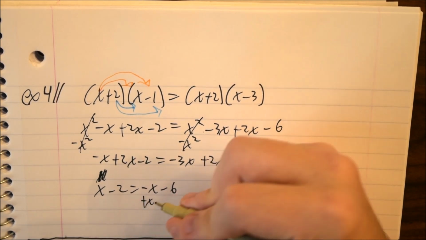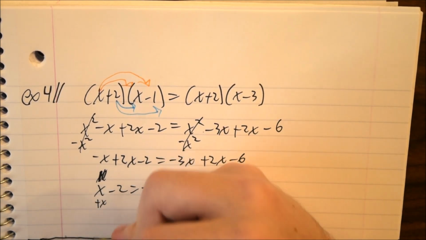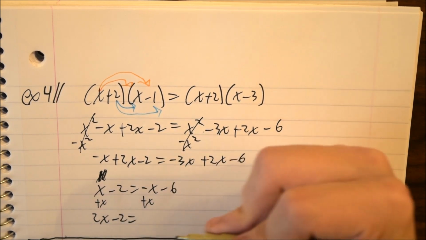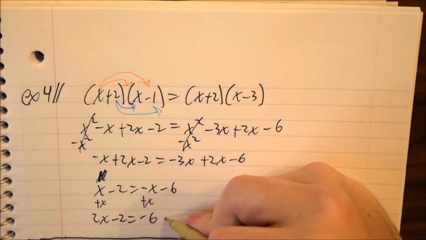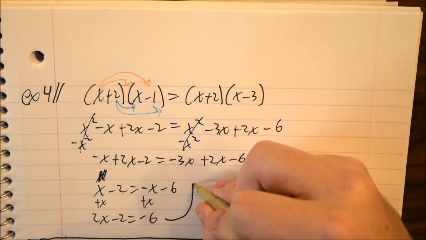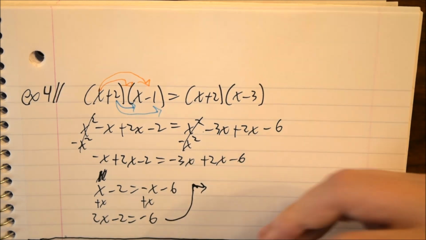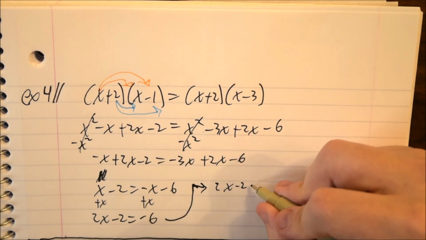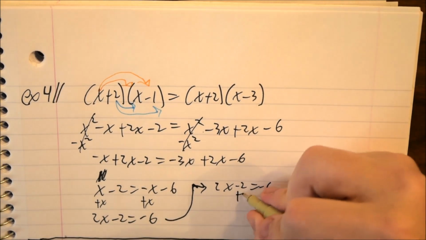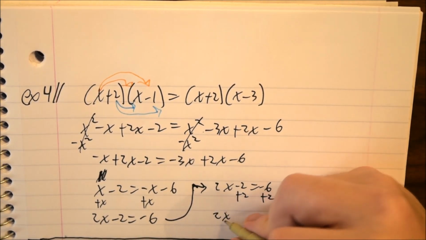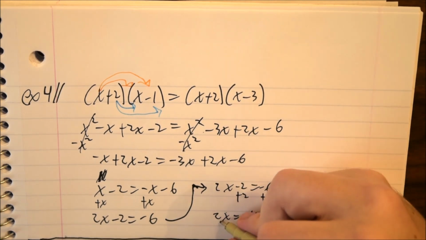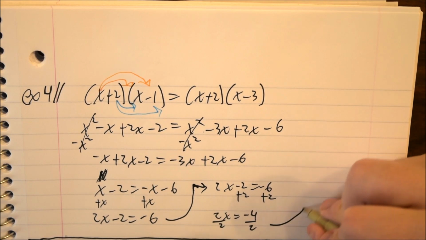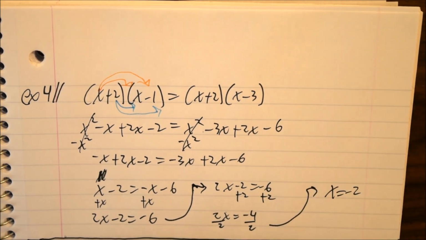Add x to both sides, and I get 2x minus 2 equals negative 6. Now, I'm going to bring that right there. Copy down, 2x minus 2 equals negative 6. If I add 2 to both sides, I get 2x equals minus 4. Divide both sides by 2, and I get x equals negative 2. Kind of ran out of room right there, sorry about that.